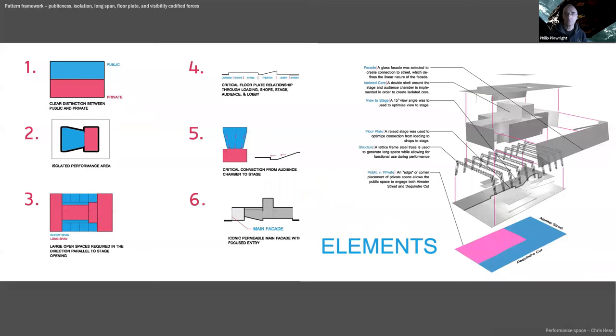And so we can do it in patterns. Each of these patterns, there are six patterns here: one that has to do with public and private, one about isolation, one about volume of spaces, one about topography and elevation, one about view, and the other one about culture. Each of those operates as a force, and when we put them together, we produce a response.